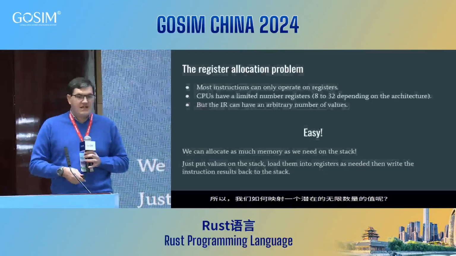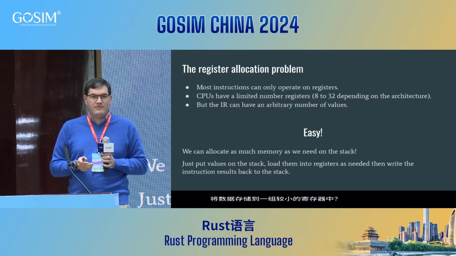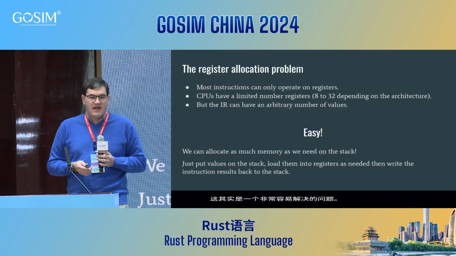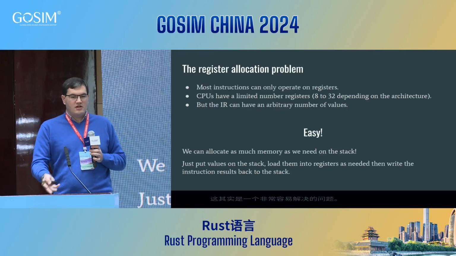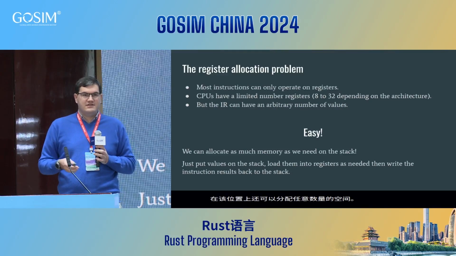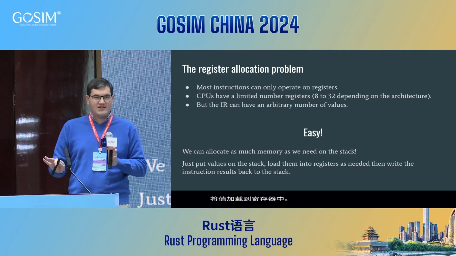So how do we map a potentially unbounded number of values to a small set of registers? This is actually a very easy problem. Just assign each value a location on the stack, of which we can also allocate an arbitrary amount. And then before every instruction, load values into registers. And once the instruction is done, write the result back to the stack slot for the value. Done. We have solved register allocation.